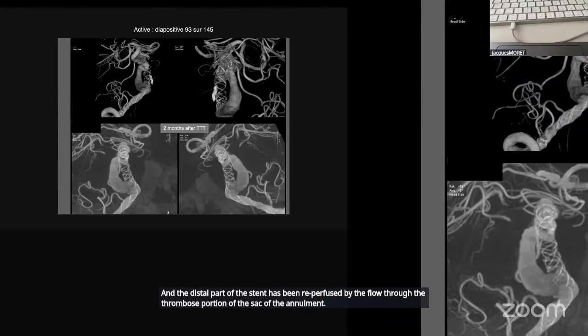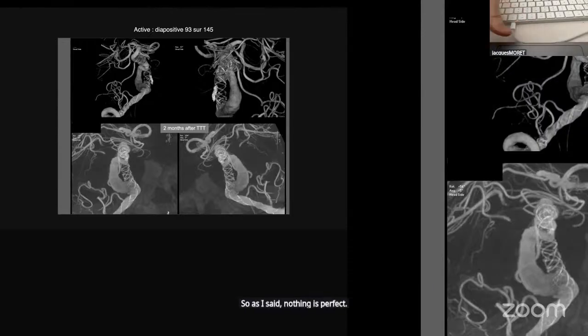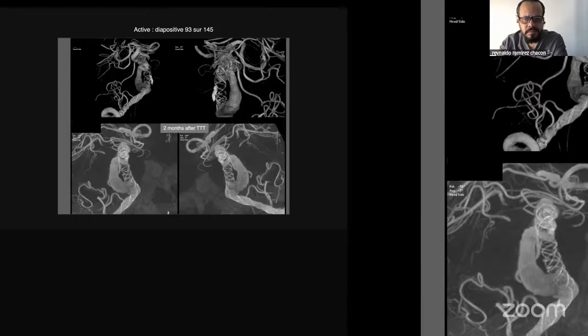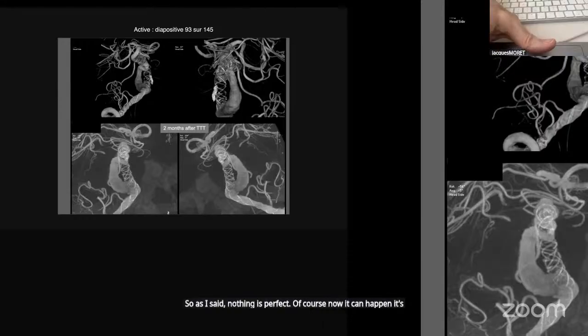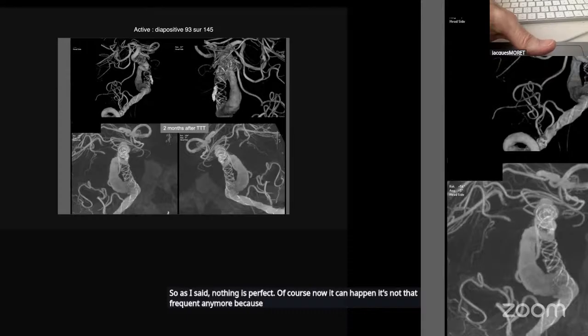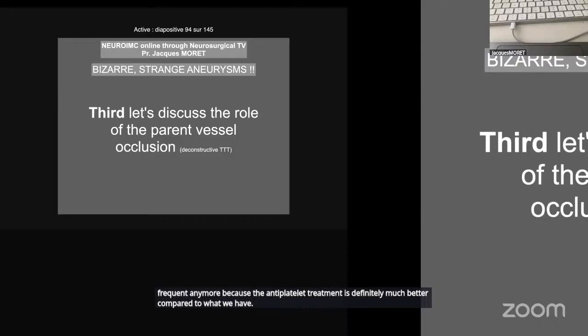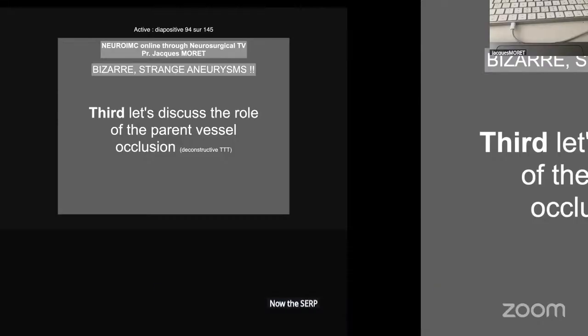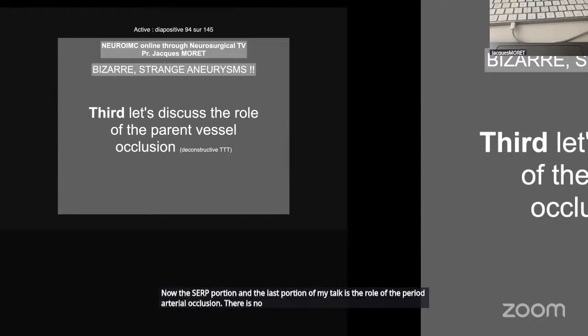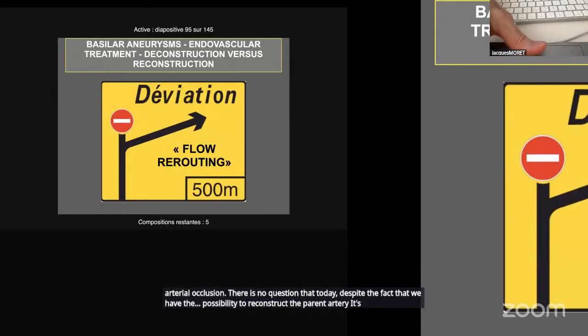So as I said, nothing is perfect. Of course, now it can happen. It's not that frequent anymore because the antiplatelet treatment is definitely much better compared to what we had. Now, the third and last portion of my talk is the role of parent artery occlusion. There is no question that today, despite the fact that we have the possibility to reconstruct the parent artery, it's not always the right way to do it.